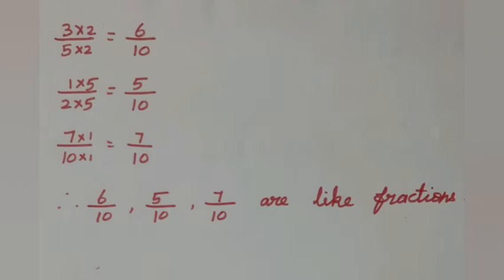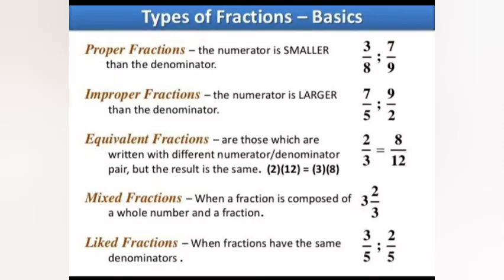Now we got the like fractions. What are the like fractions? 6 by 10, 5 by 10 and 7 by 10 are like fractions. Okay students, we already learned about types of fractions: like fractions, unlike fractions, proper fractions, improper fractions, complex fractions, simple fractions, etc. Okay. Today we are going to study about comparing fractions.